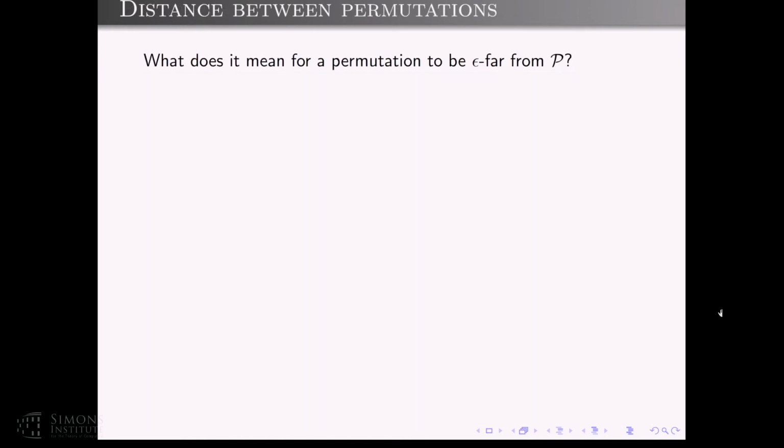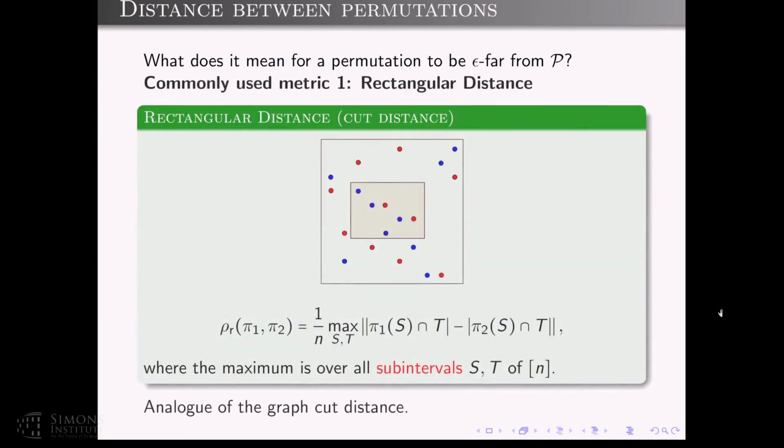Okay, since we need randomized testers, we should define what metrics we're using in order to say a permutation is epsilon far from the property. Unlike graphs, where there's a natural distance, for permutations there are several different metrics that arise commonly in statistics and rankings. And we study property testing with respect to those metrics. So the first one I'm going to introduce is called the rectangular distance. It's also called the cut distance.